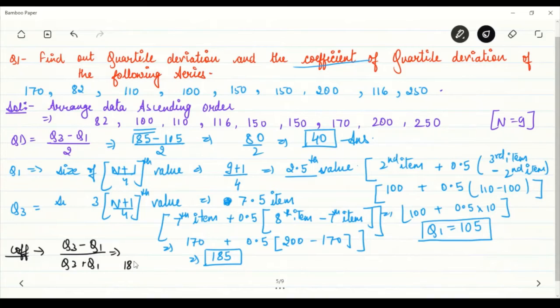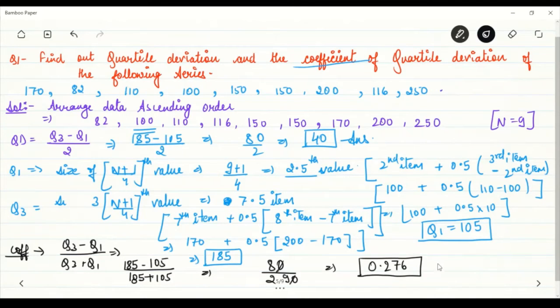Q3 is 185, Q1 is 105. Let us add the values, 185 plus 105. When we subtract, we are going to get 80, and in the denominator we are going to get 290. Okay, so we have this value, and when we solve it, we are going to get 0.276 as our value for the coefficient of quartile deviation.